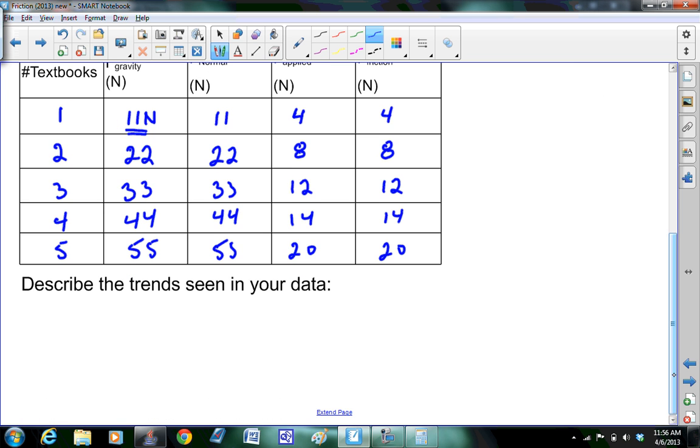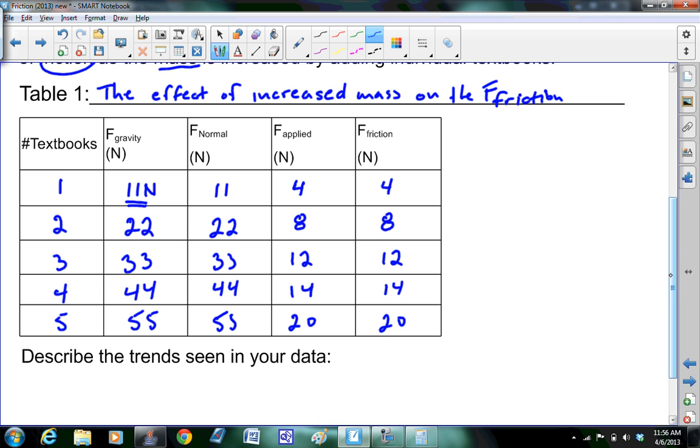So when we look at the trends that we see with the data, we saw that as the normal force increases, the surface force increases, the force of friction increases. And it increases at the same rate. If you double the normal force, the force of friction doubles. You make the force normal 5 times larger, friction becomes 5 times larger. So we can say here that there's a direct relationship between the force of friction and the normal force.